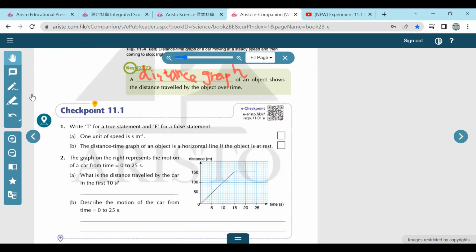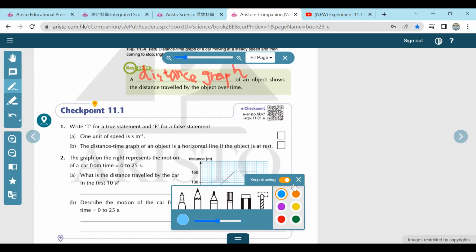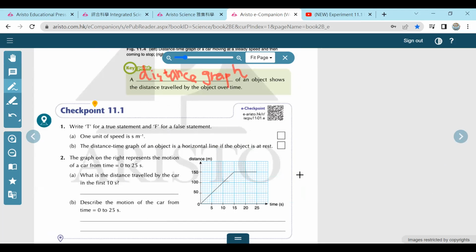Okay, so let's take a look at checkpoint 11.1. Write true for the true statements and false for the false statements. The unit of speed is not S M. It should be m per s. Is the horizontal line, if the object is at rest, true. True, right? The distance time graph on the right represents the motion of the car from time 0 to 25 seconds. What is the distance traveled by the car in the first 10 seconds? It should be 100 meters.